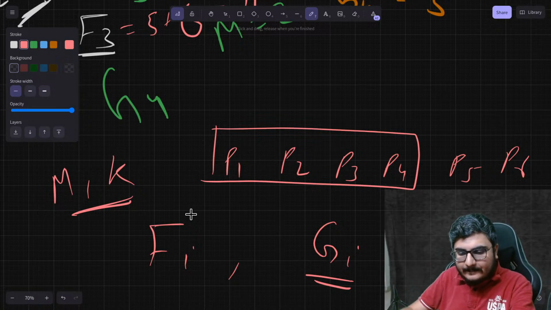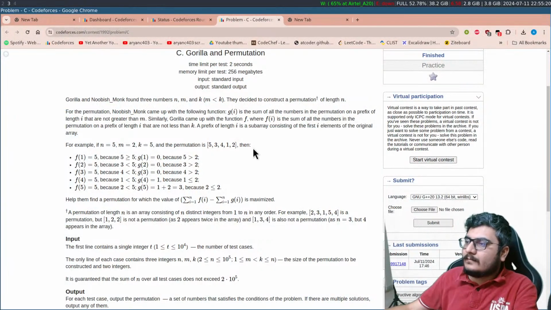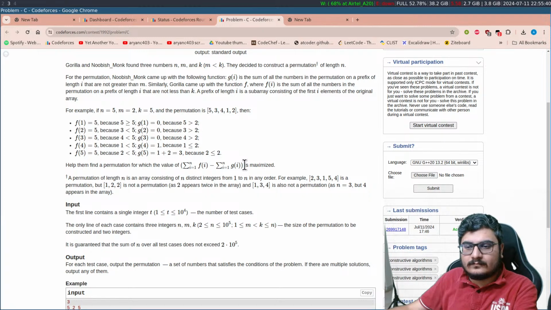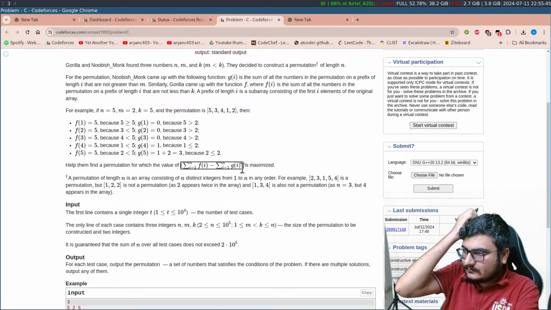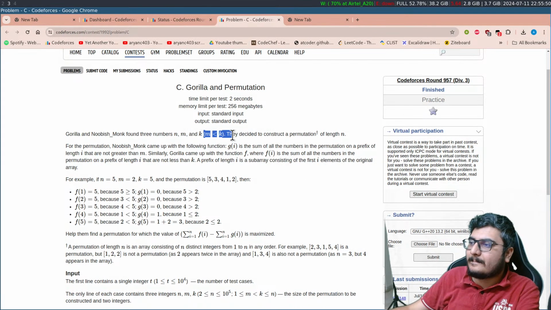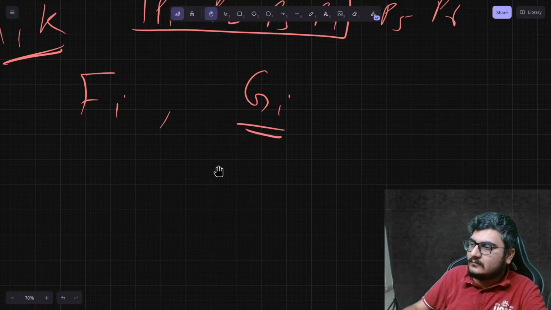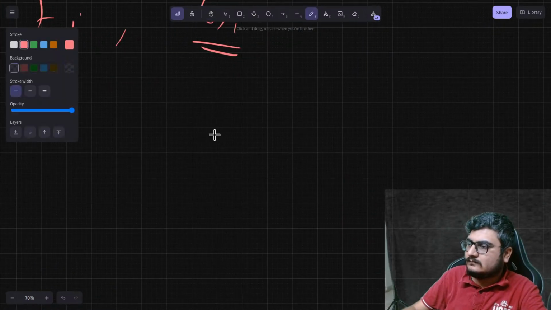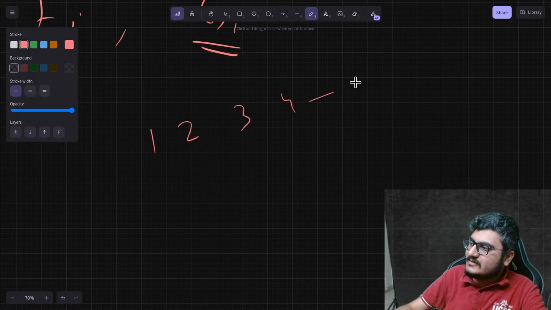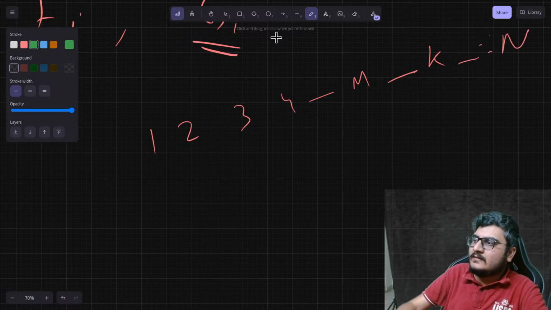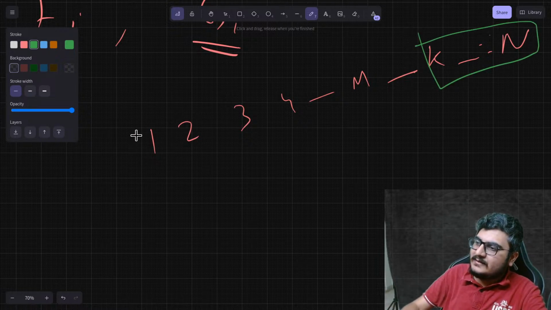So now the next idea is, it says take the sum of all the values of F from 1 to i and subtract it from the sum of all the values of G from 1 to i. What is the maximum possible value you can get? One important thing is that M is less than K is given to us. If you look at 1, 2, 3, 4, there would be somewhere M here, then some elements, then K would be here, and then up to N. So these numbers should be added in every permutation and these numbers should be subtracted.